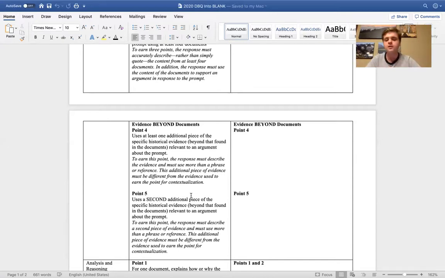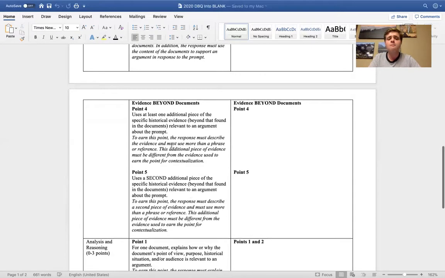This is your outside information. So those are very helpful for you as you're writing the DBQ. But to earn both of those points, so your 4th and your 5th point, you're going to have to use a second piece of historical evidence beyond what is found in the documents.